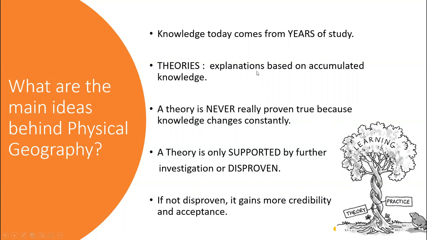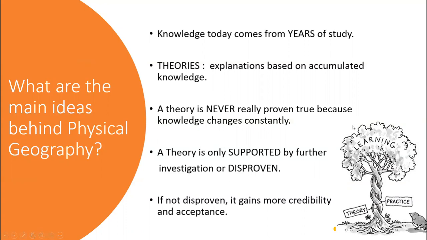So you base your theory on certain knowledge, and then it cannot be proven because knowledge will change. That's why it's always evolving, right? A theory is only supported by further investigation or disproven, if need be, because with that investigation you acquire more knowledge, and that knowledge may change the whole theory to a point where the theory would be disproven. There are many examples of this. I'm not going there right now.